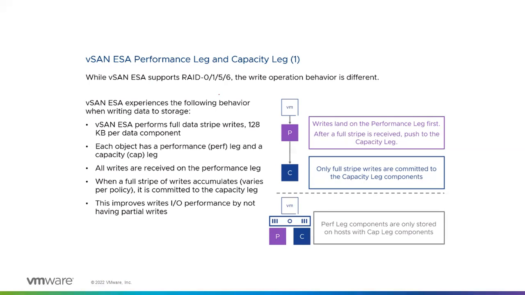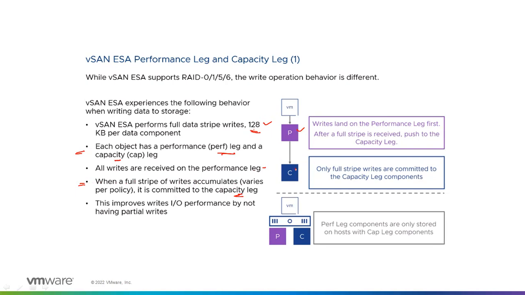ESA performs a full data stripe write, 128 KB per data component. In one write, 128 KB. Each object has a performance leg and a capacity leg. All writes are received on the performance leg. When a full stripe of writes accumulates, it is committed to the capacity leg, meaning once it receives the entire 128 KB of data. So it goes in that way.